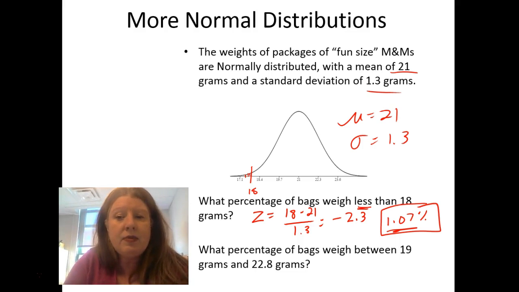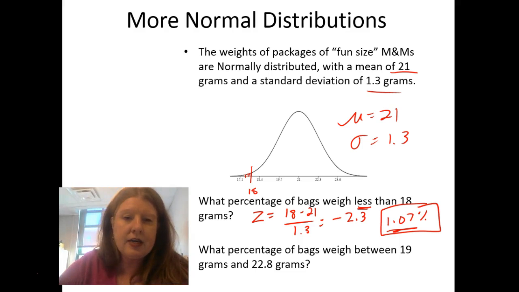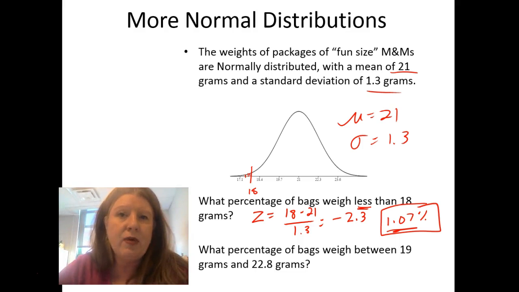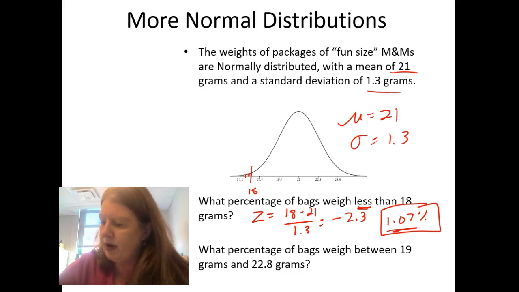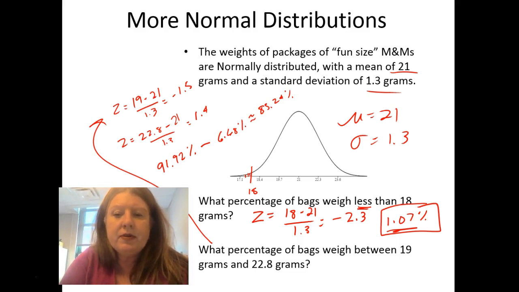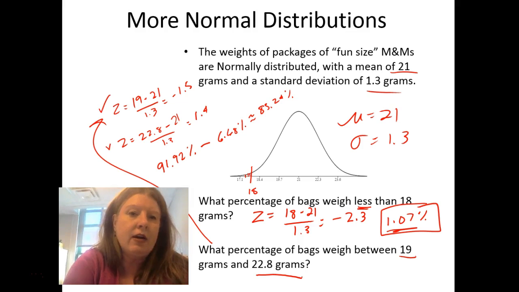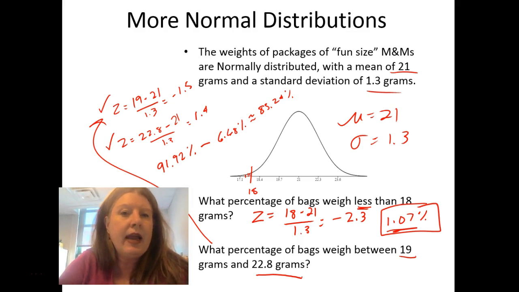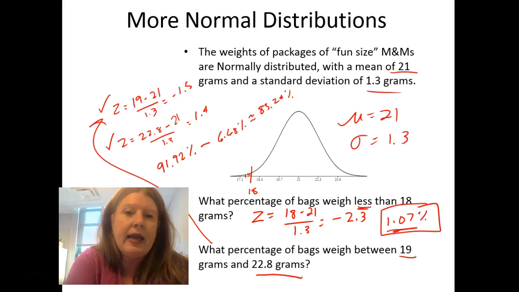What about a percentage between two values? So I'm going to actually pause things really quickly and just write out some stuff, and then I'll come back just so I can try to wrap this up quickly. Okay, so just quickly, when we want to find a percentage between two values, remember what you have to do. You first convert each value to a z-score. So I did that over here. 19 and 22.8 as z-scores, I would get negative 1.5 and then 1.4.